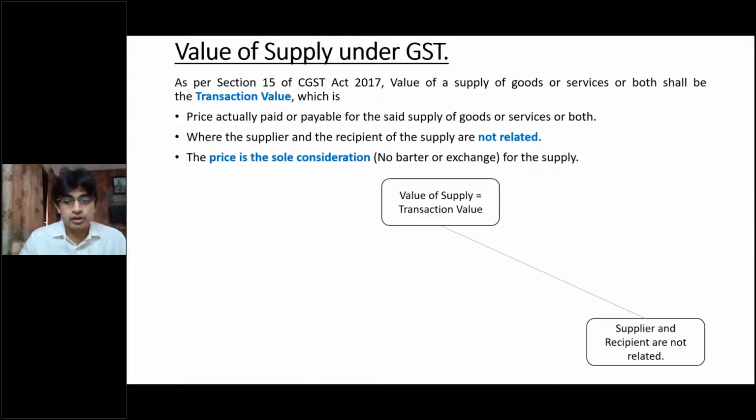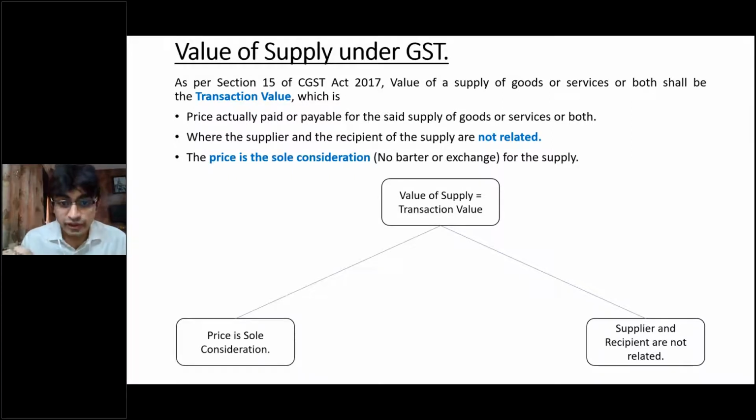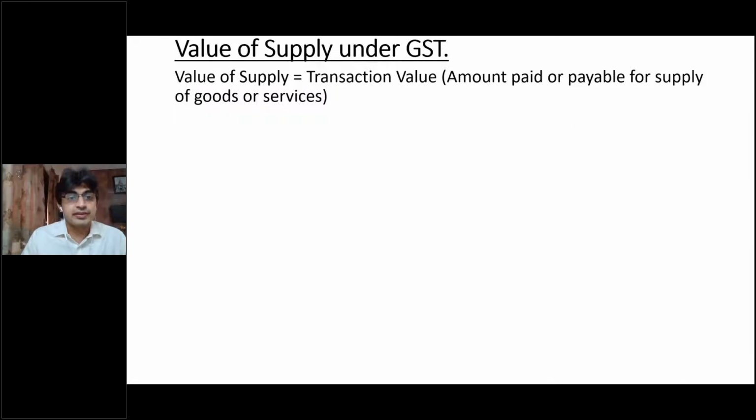First condition: supplier and recipient should not be related. There should be no relation, blood relation or any relation. And second, price is the sole consideration, meaning only monetary consideration, no barter, no exchange. Then value of supply is the transaction value. Okay, let's see this.